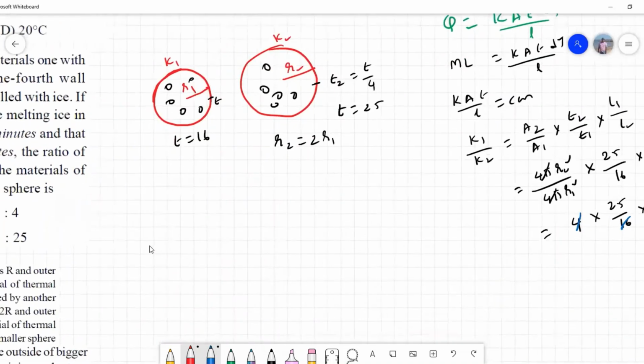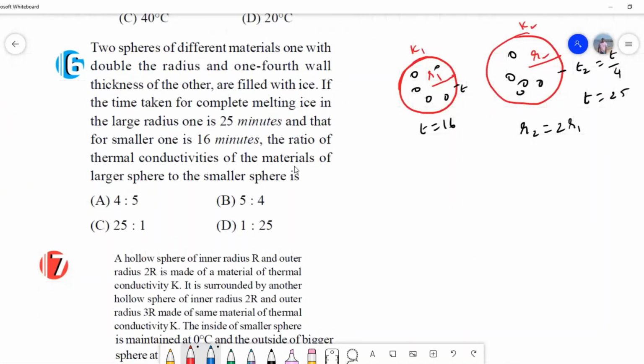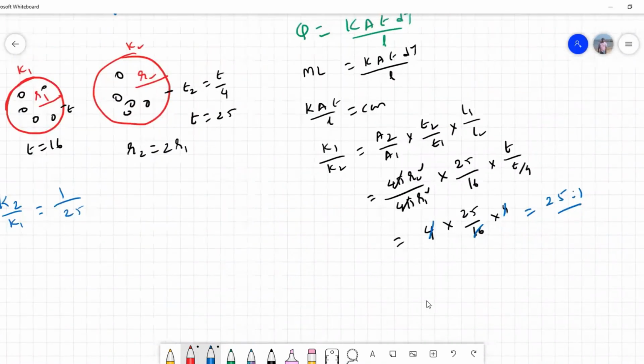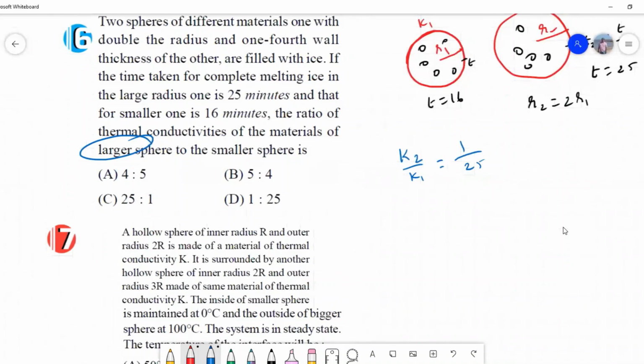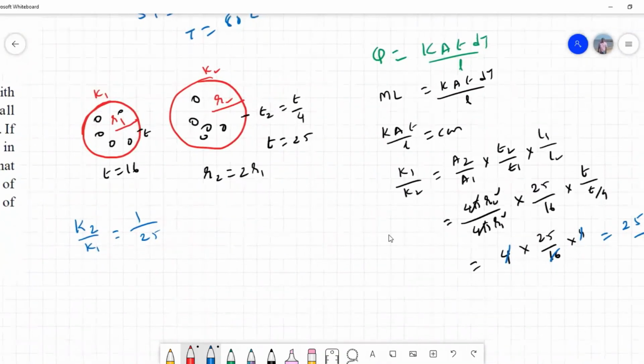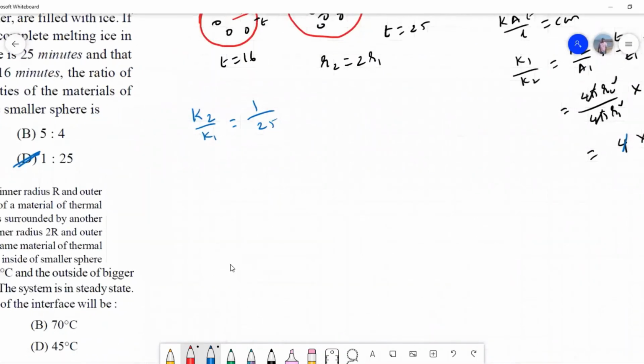We got K1 by K2. But what is it asking? The ratio of thermal conductivity of the material of the larger sphere to the smaller. So we want to find out K2 by K1, which will be 1 by 25, because we got K1 by K2 as 25:1. So the reverse will be 1 by 25. So option D is the answer. So again, this is simple formula based.